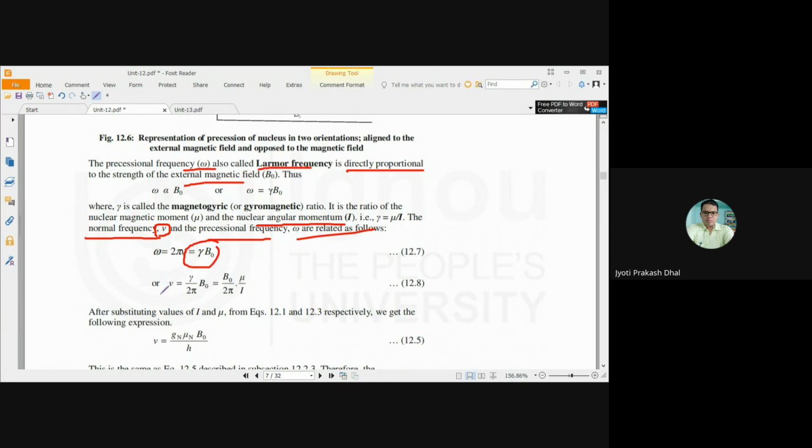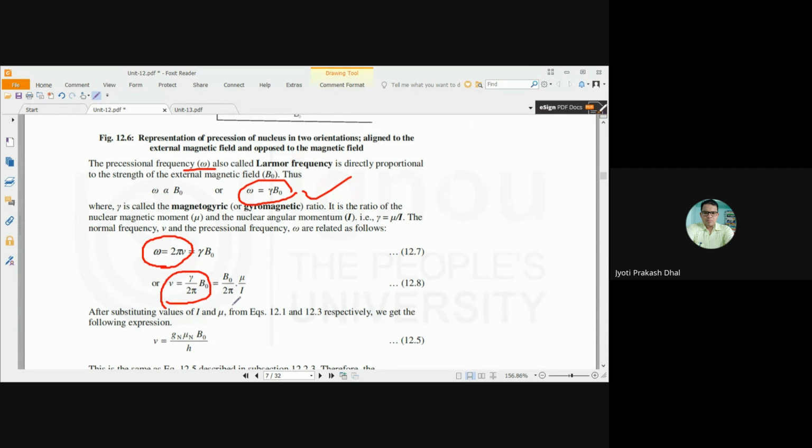Now we can write, because here we find that omega equals gamma B naught, and also that omega equals 2 pi nu. So nu is the normal frequency, and omega is the precessional frequency. So 2 pi nu equals gamma B naught, and from this we can calculate nu equals gamma B naught by 2 pi, which equals B naught by 2 pi into gamma by I.